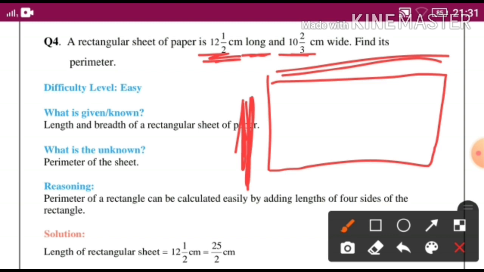You all must have remembered that the perimeter of a rectangle is equal to 2 into (length plus breadth). So now let's solve this question.